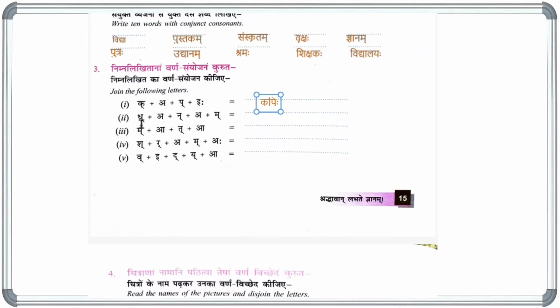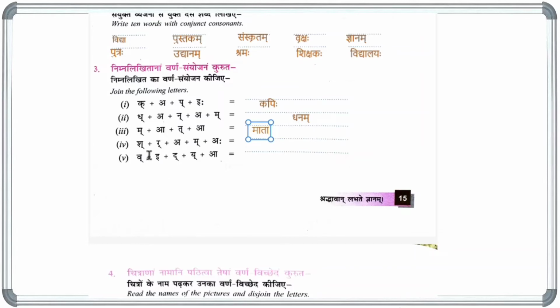And the second word: dh halant plus a is dha, n halant plus a is na, and m halant. So the final word is dhanam, which is money. And the third word: m halant plus a is ma, and t halant plus a is ta. Mata is the final word.